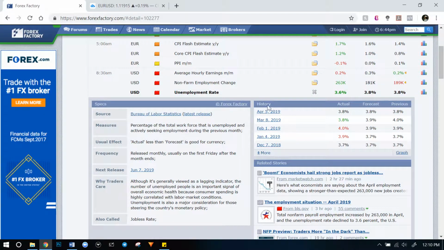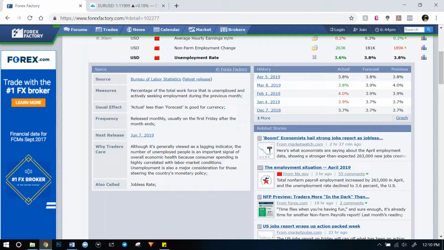Same thing with unemployment rate. Here's the history. Here's what it measures. The total workforce that is employed, unemployed, and this is during the previous month. Because it's during the previous month, this data measures the activity of the previous month. So it's not this month, it is the previous month, and that goes for pretty much everything here.